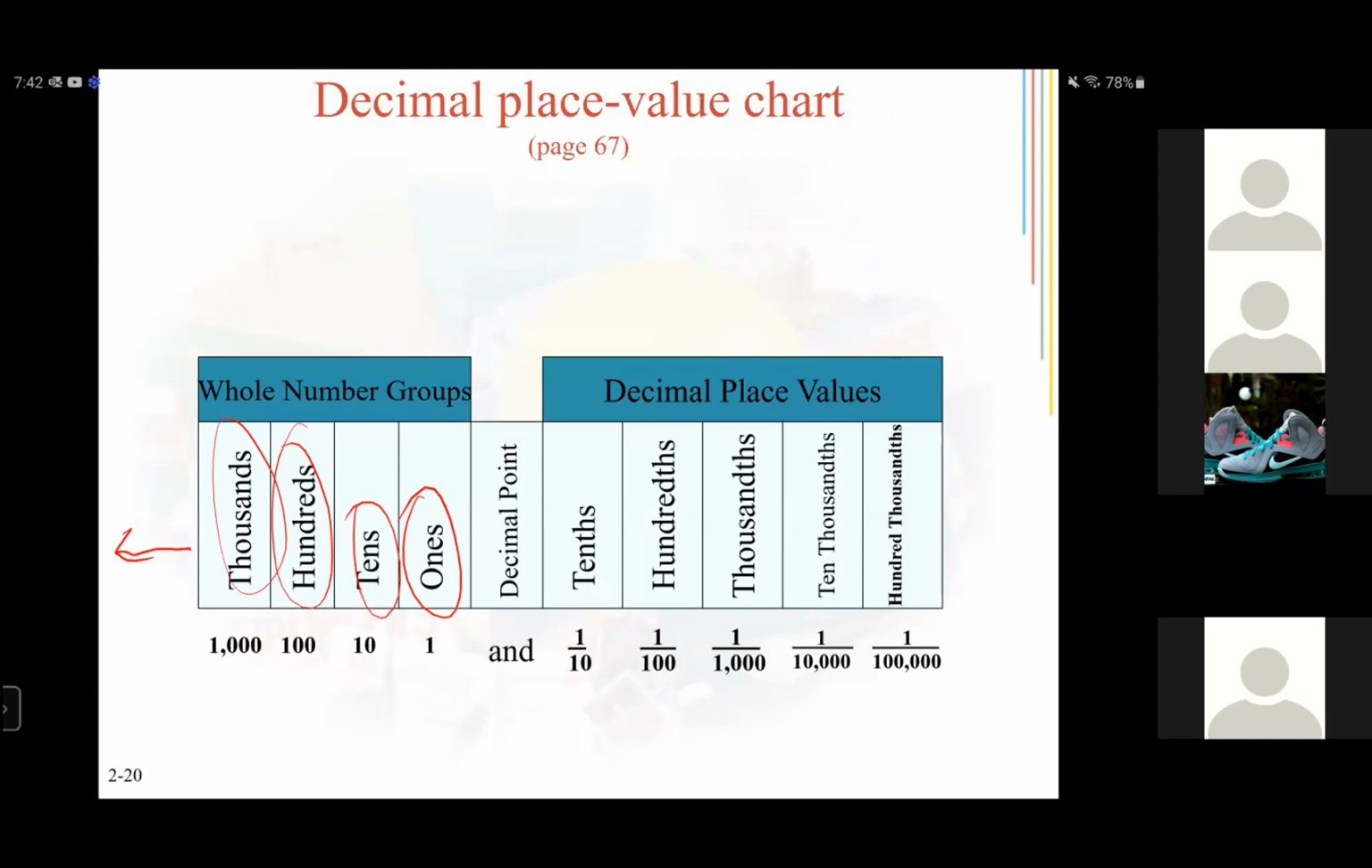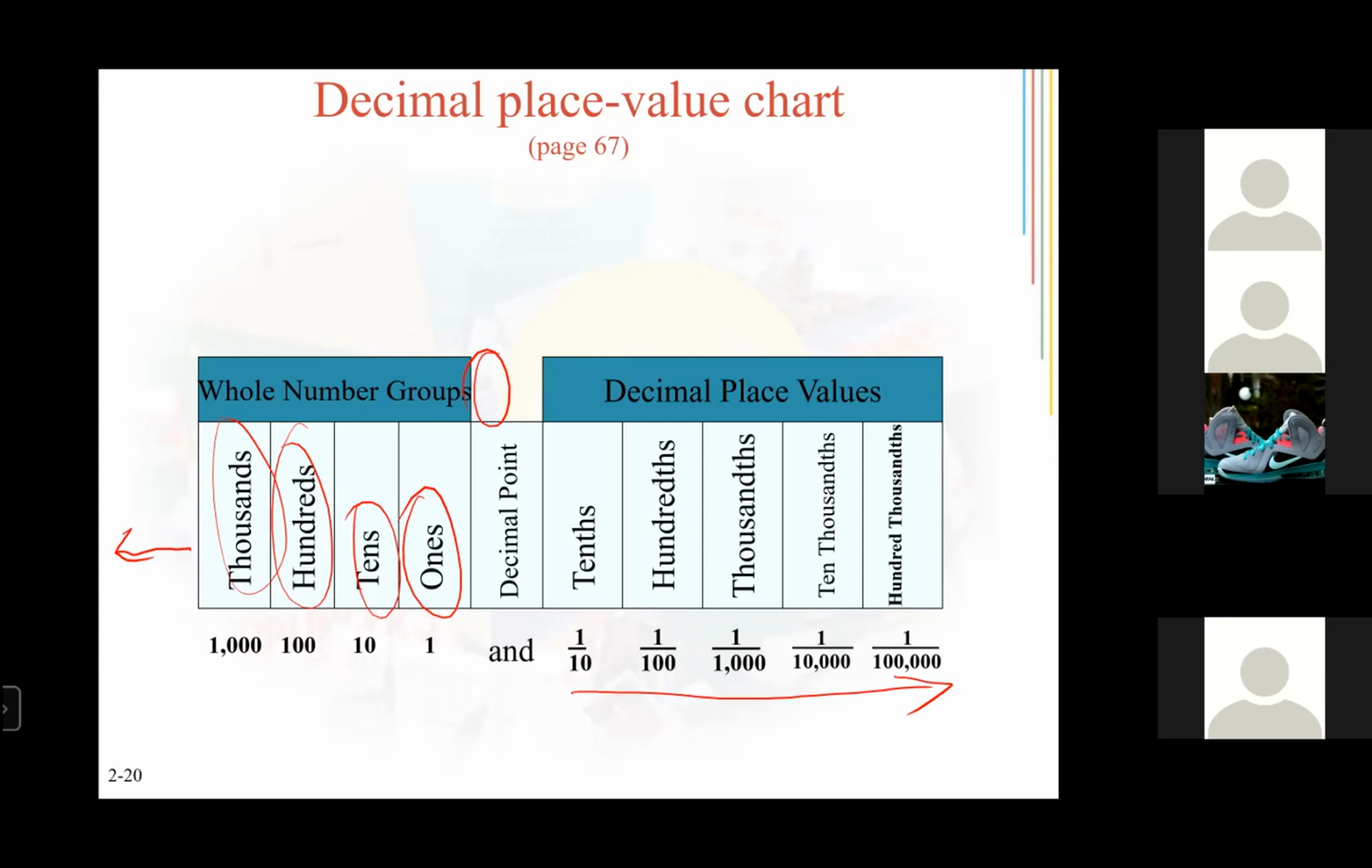And of course, we could go on and on further. The next place after thousands, if we went further to the left, would be what? Ten thousands, then hundred thousands, then millions, and so on. The decimal point is your dividing line, and everything to the right of the decimal point represents fractions, and these fractions have powers of 10 as their denominator.